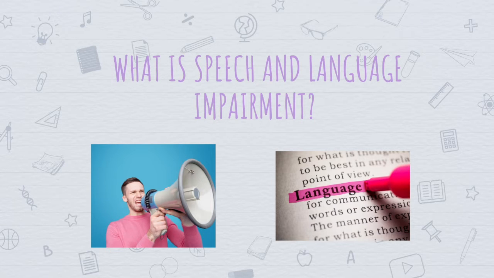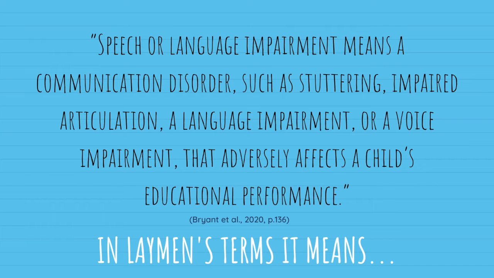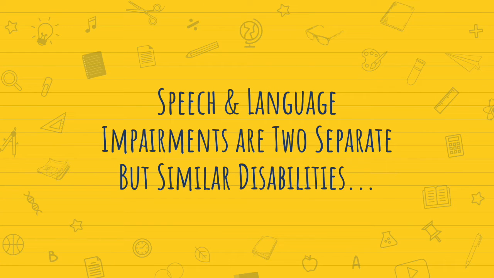What is speech and language impairment? Speech or language impairment means a communication disorder, such as stuttering, impaired articulation, a language impairment, or a voice impairment that adversely affects a child's educational performance. In layman's terms, it means speech and language impairments are two separate but similar disabilities.